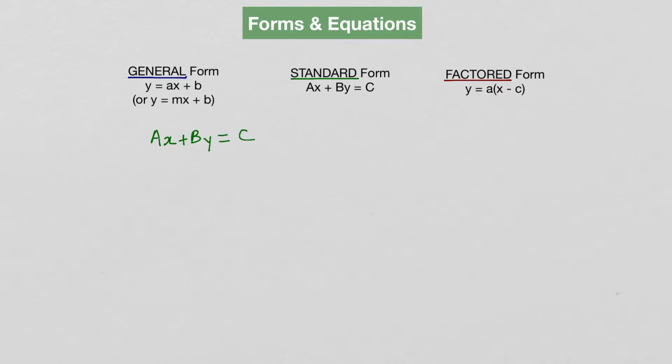Since we want to solve for general form, we want to end up with y on one side of the equation and everything else on the other side of the equation. Okay, so the first thing we're going to do is move this ax over to this side of the equation. And to do that, we're going to need to subtract ax from both sides. So this then becomes by is equal to negative ax plus c.